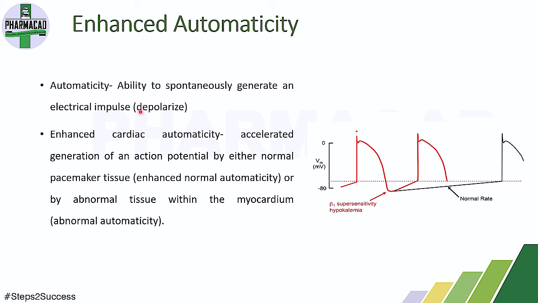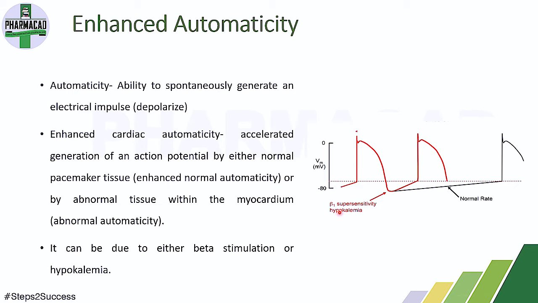Now what is enhanced cardiac automaticity? Where more action potentials start to be generated than desired. So accelerated generation of action potential is enhanced automaticity. It can be because of some problem in the pacemaker tissue, then it will be called enhanced normal automaticity. If some other abnormal tissue in the heart is causing this enhanced automaticity, then it will be called enhanced abnormal automaticity.